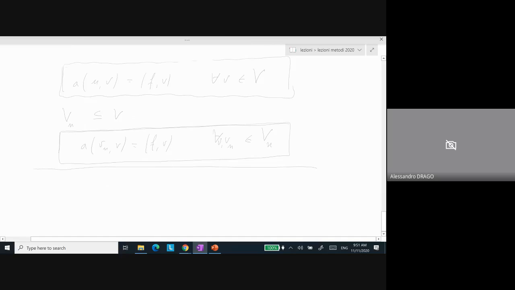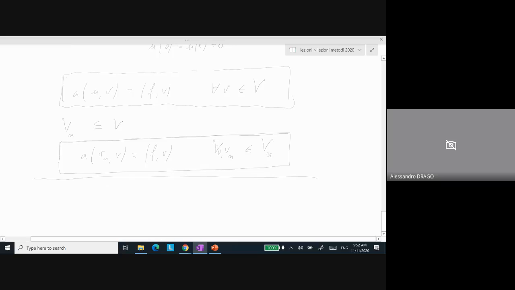It is quite easy to check because let's subtract these two equations. So if I subtract the two equations, I write A(U, v) minus A(vn, v) equal to 0. And of course, I know that this is true for whatever v belonging to the subspace Vn.